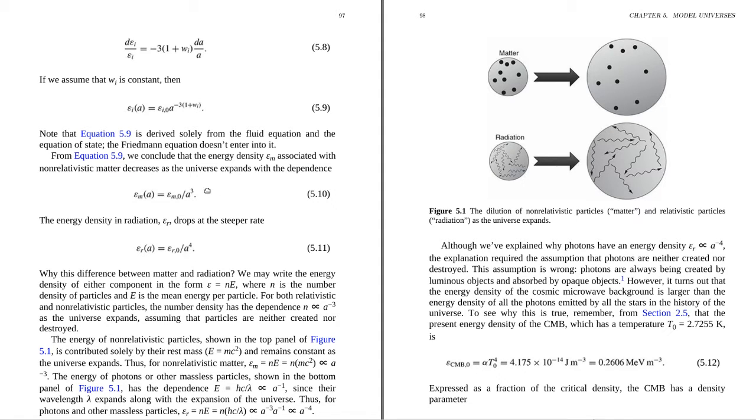So, even though the number density of both these components, matter and radiation, drops as 1 over a cubed, the energy density is going to decrease as 1 over a to the fourth for radiation and relativistic particles. Now, when you say that the number density is conserved, you're of course assuming that no matter is created or destroyed, and no photons are created or destroyed during the evolution of the universe.